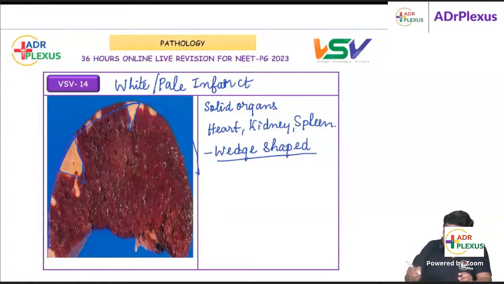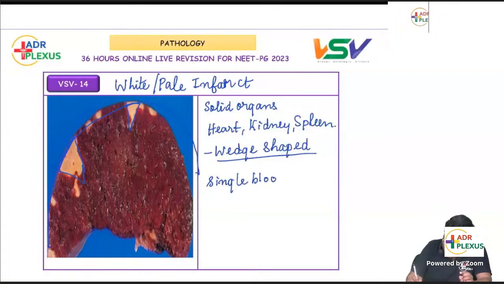Okay. And here, please remember, organs with a single blood supply, you will be getting this white infarct or pale infarct. Okay.